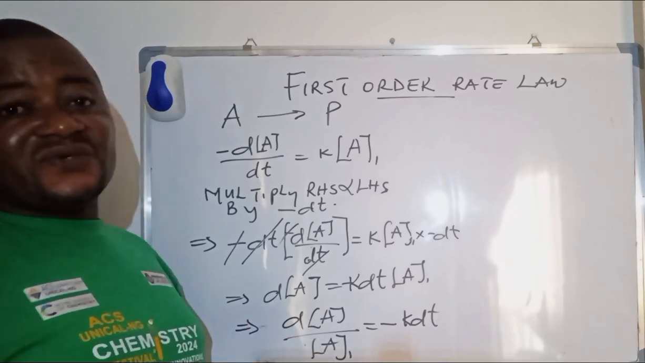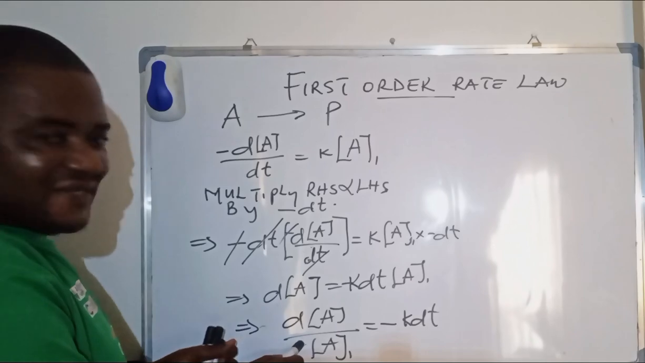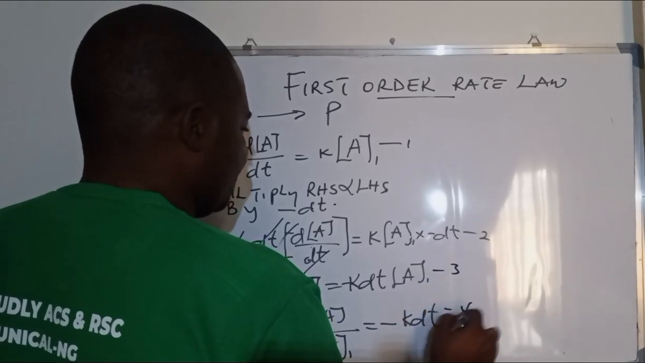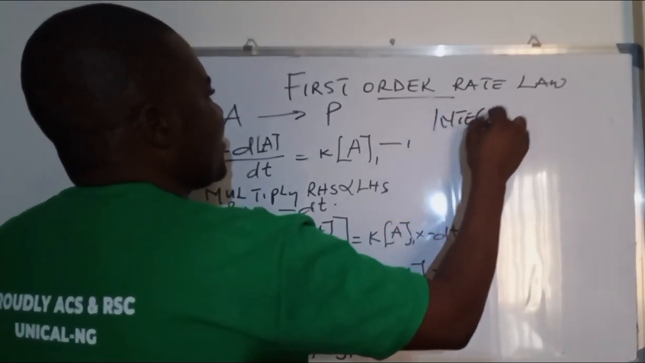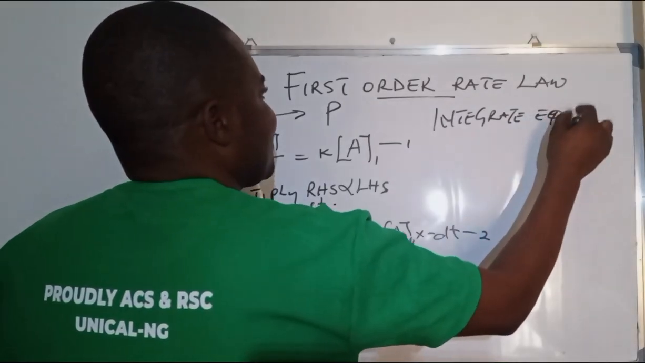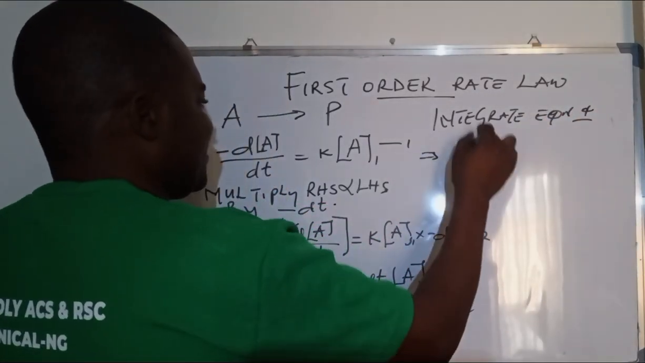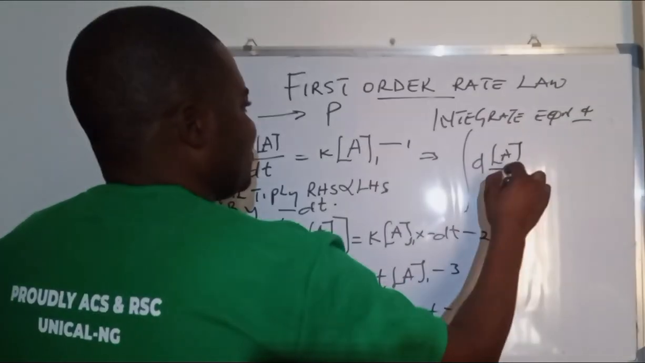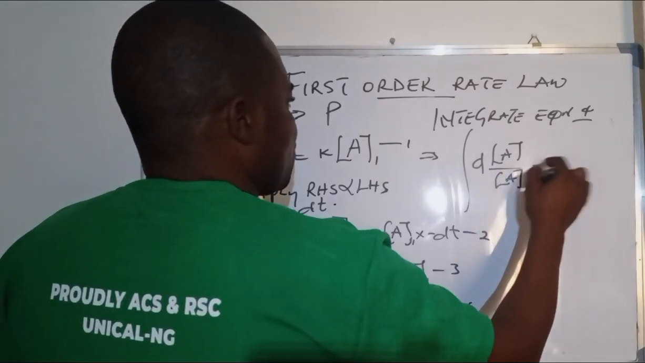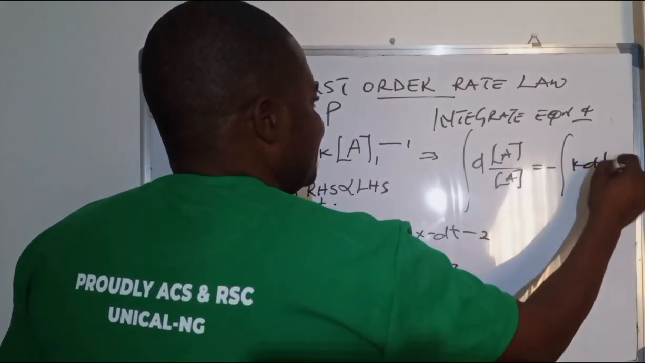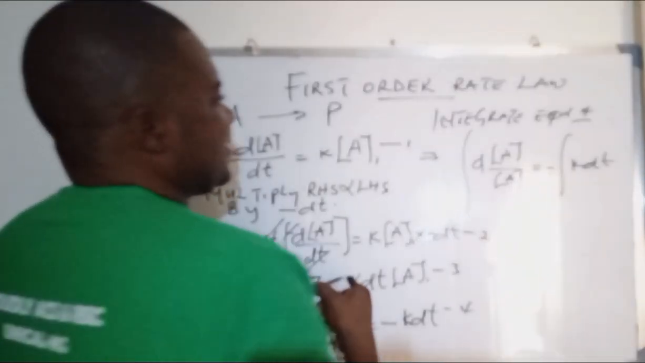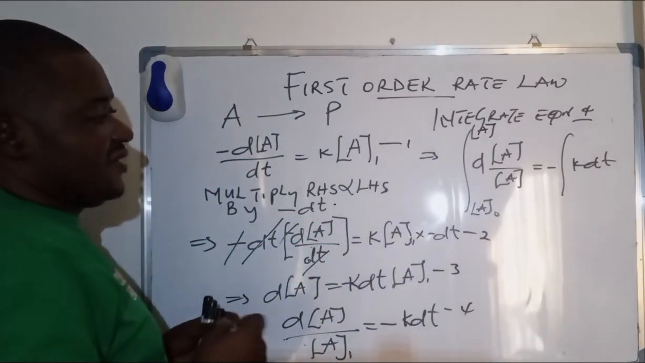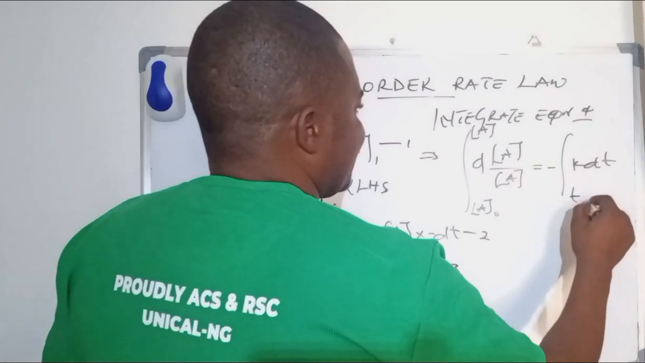So at this point, we are going to introduce our integration. So we're going to integrate this equation. Supposing this was 1, this was 2, this was 3, this was 4, we are going to integrate equation 4. This means that we are going to introduce the integral form for dA over A1, which is equal to the integral of minus k dt. That is what we are going to have. But remember that our integral here is from A0 to A, that is the concentration of A from initial to final. And this is the time to what?